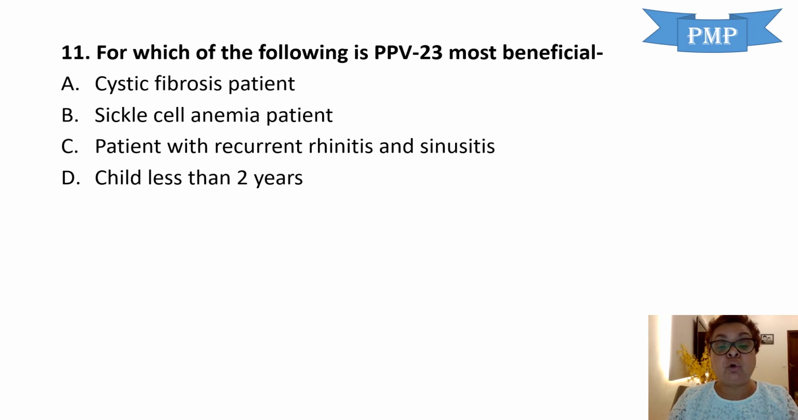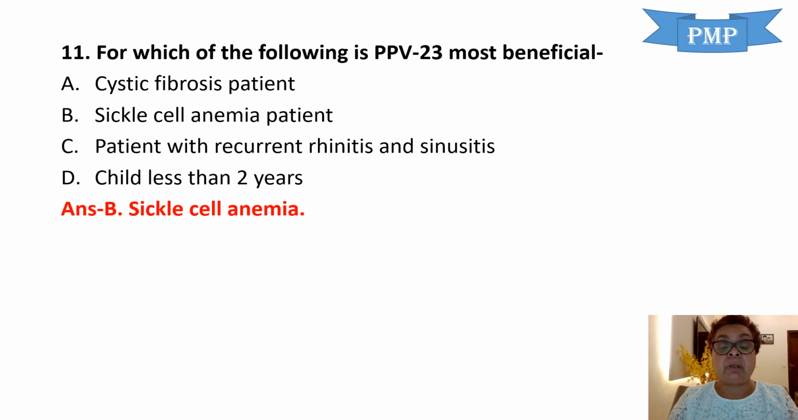For which of the following is the pneumococcal polysaccharide vaccine 23 most beneficial? Cystic fibrosis, sickle cell anemia, patient with recurrent rhinitis and sinusitis, and child less than 2 years of age. The answer to this question would be sickle cell anemia. Now the PPV23 vaccine is a polysaccharide vaccine containing the capsular antigens of 23 serotypes of Streptococcus pneumoniae, right? This vaccine is useless if you give it to a child less than 2 years because it will not be immunogenic. In children less than 2 years of age, you will have to conjugate this polysaccharide vaccine with a carrier protein, right? So option D goes. Now amongst these options, sickle cell anemia will be most beneficial.